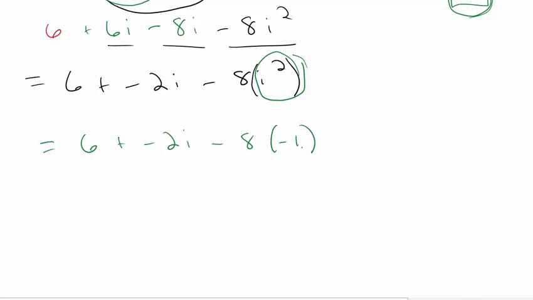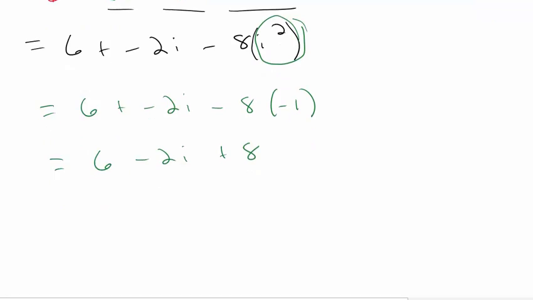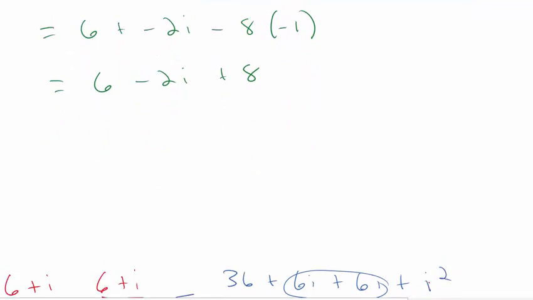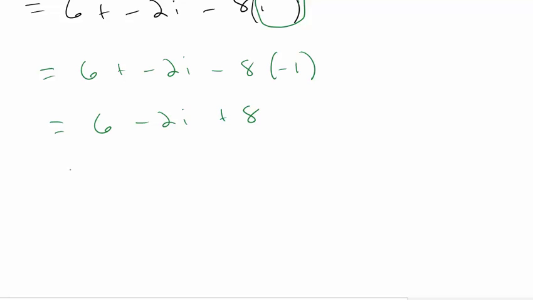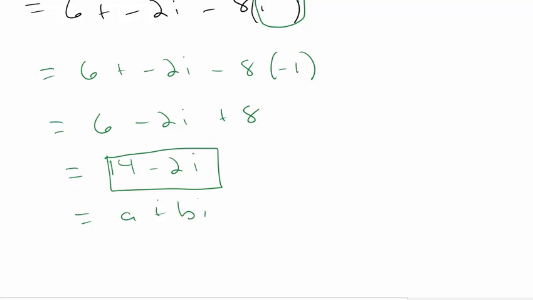And if we have negative 8 times negative 1, we could get 6 minus 2i, and this is just plus 8. So plus 8. And then we could say, well, we could add 6 plus 8, and we get 14 minus 2i. But the thing is that this is in the form of a plus bi, which is the expression that we want to get. Because 14 equals a, and negative 2 equals b, and so 14 minus 2i is in the expression that we want it to be in.